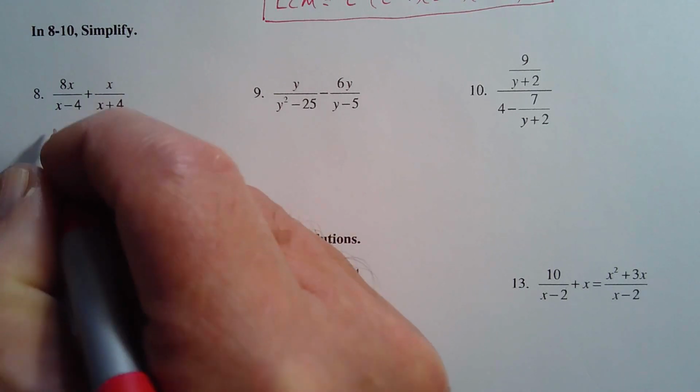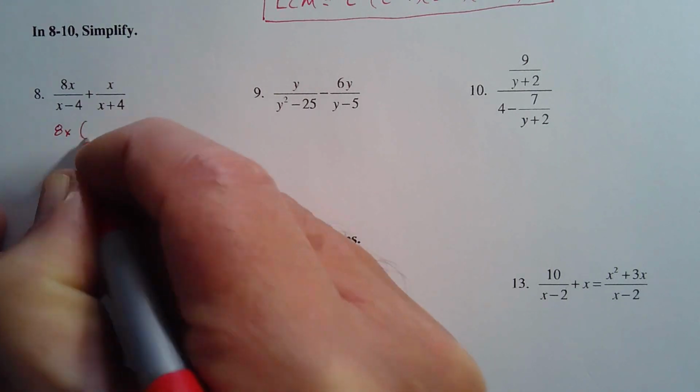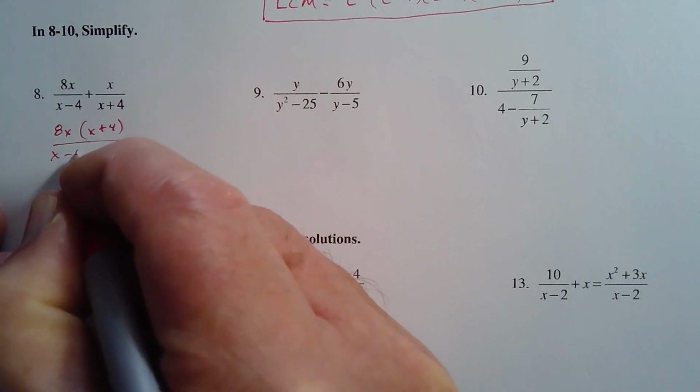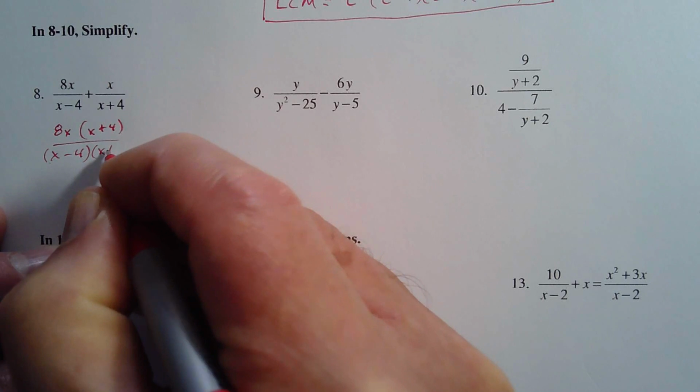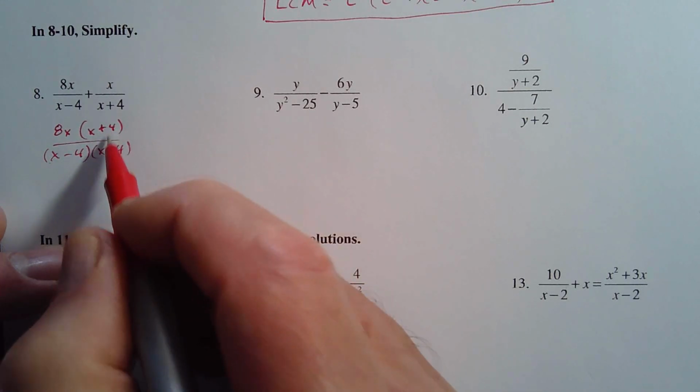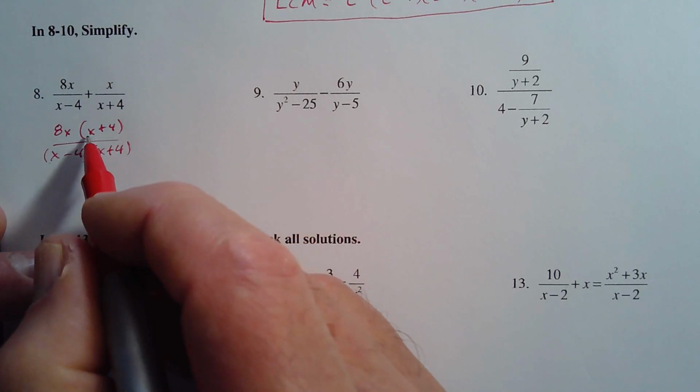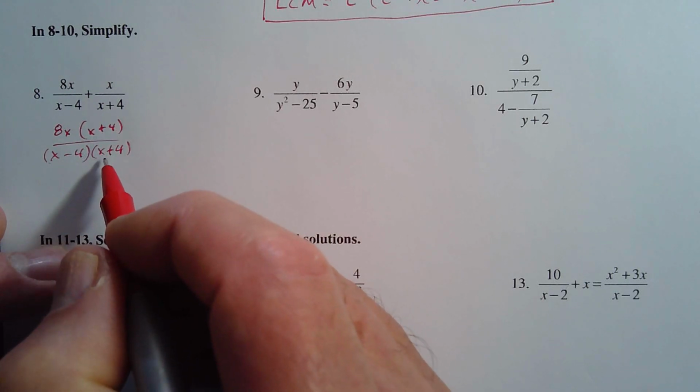So in this first one, I'm going to multiply top and bottom by x plus 4. So x minus 4 and then x plus 4. Notice I'm just multiplying this original first fraction by 1. It's just a fancy one. x plus 4 over x plus 4.